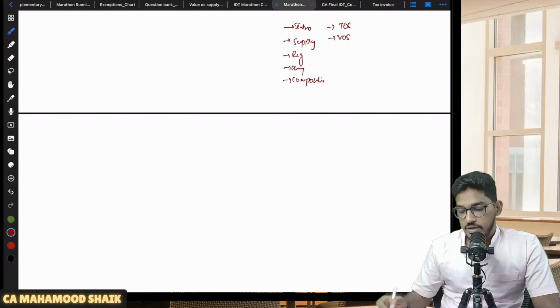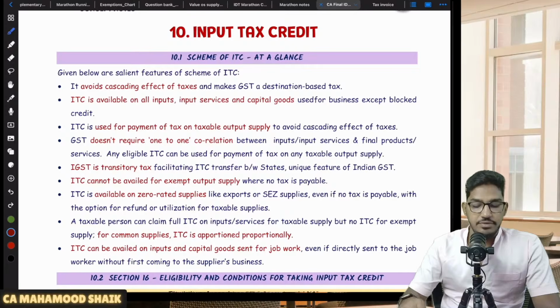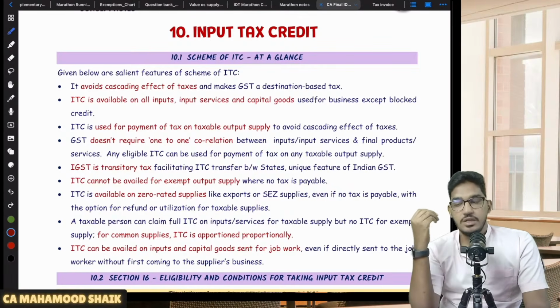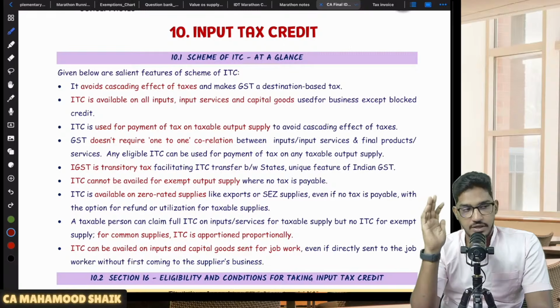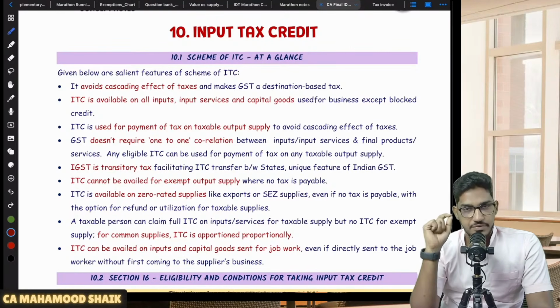Today we are going to pick up one important chapter, very important from the examination perspective. If someone asks me, out of all the chapters at the final IDT level, tell me one chapter which should be top priority, one chapter which I should refer to compulsorily, and if I don't refer to it, I should not go for the exam, what is that chapter?